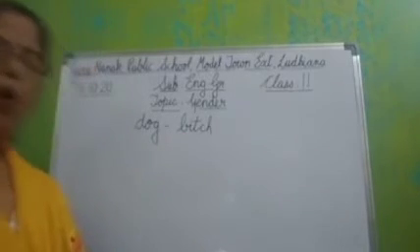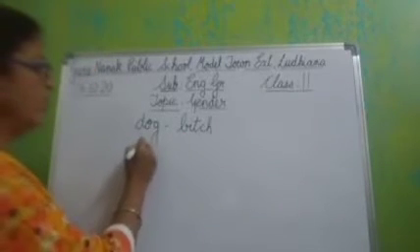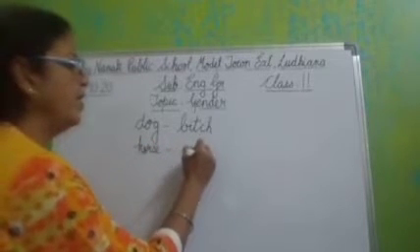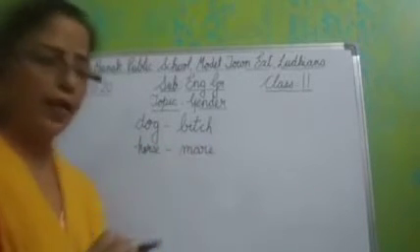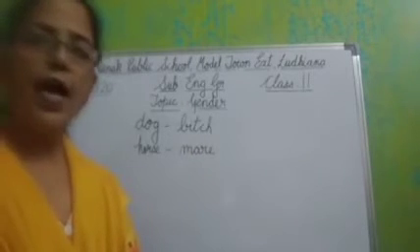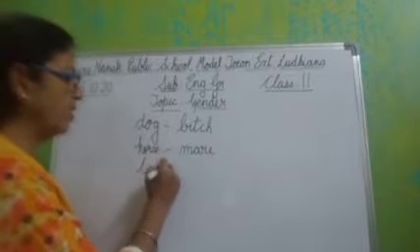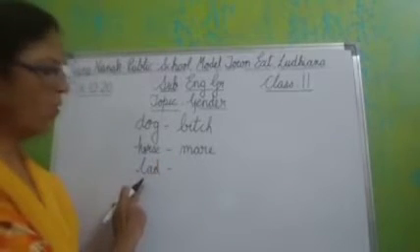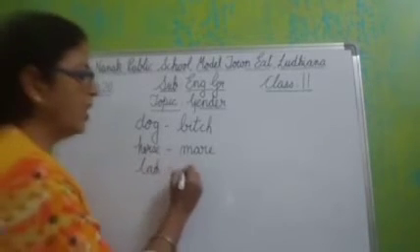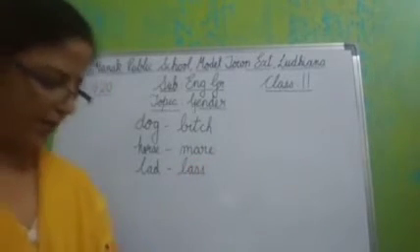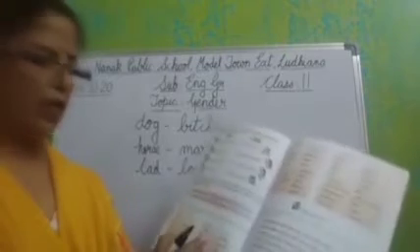Now next is horse. So the female of a horse is called mare. M-A-R-E. Mare. The next is lad, lass. Now lad means a young boy. A young boy is called lad. So a young girl is called lass. L-A-S-S.